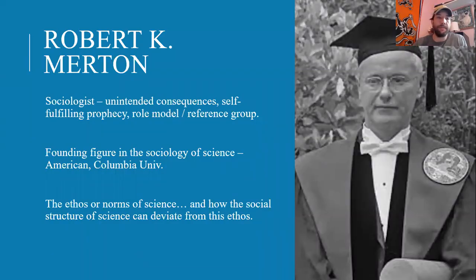Now, a bit on Merton. Why this guy? Well, I don't know if anybody's in sociology, but he's one of the founding figures. He developed key terms like unintended consequences, self-fulfilling prophecy, the role model. He didn't invent these terms, but he made them into really robust sociological terms.